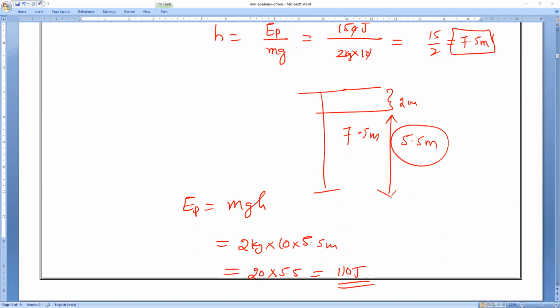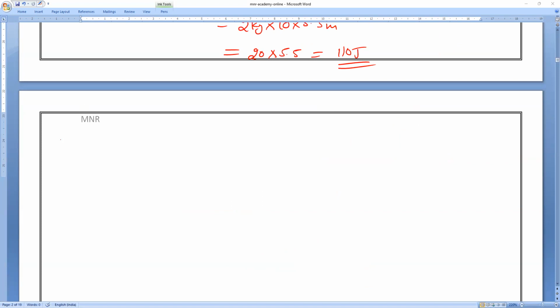So this is enough about potential energies. The next concept which we are going to study is actually the most important one, that is the law of conservation of energy. All of you keep writing. Like in chemistry, you might have studied the law of conservation of mass. In the same way here we are going to study the law of conservation of energy.